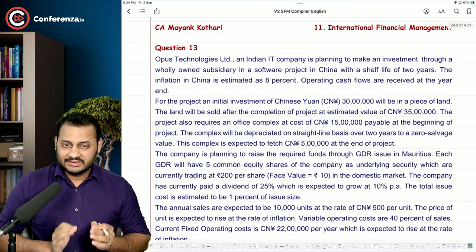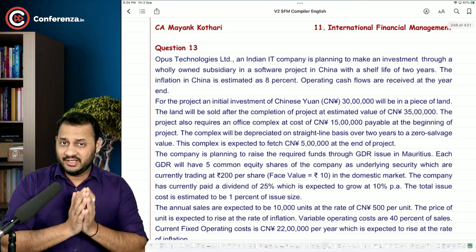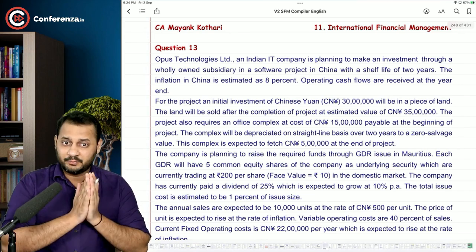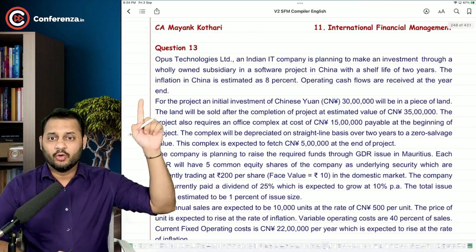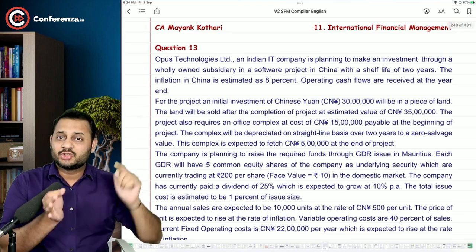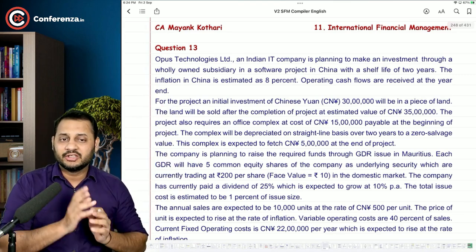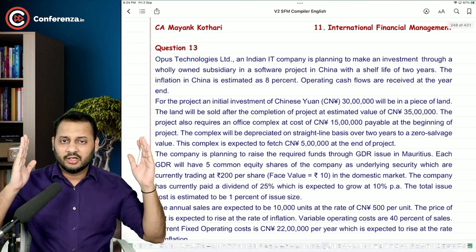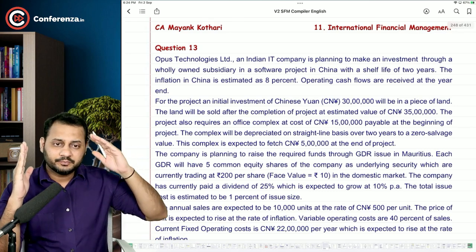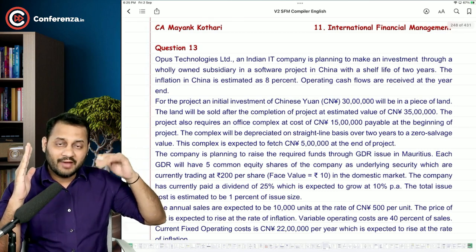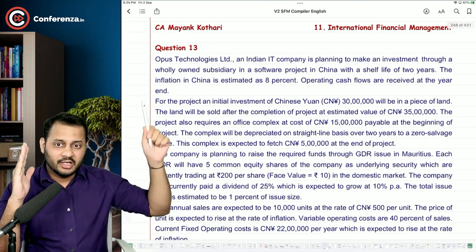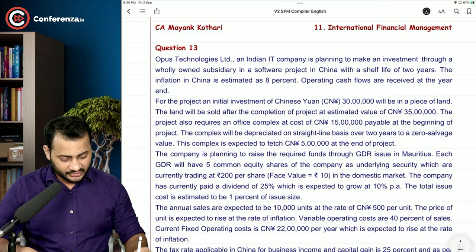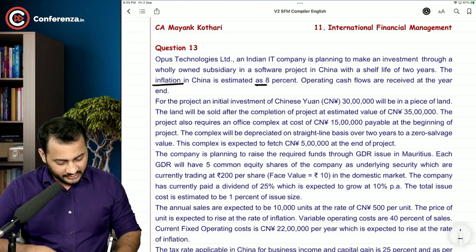Opus Technologies Limited, an Indian IT company, is planning to make an investment through a wholly owned subsidiary in a software project in China with a shelf life of 2 years. So have that visual memory of 2 years in your mind. The inflation in China is estimated at 8%. So this is the first thing, inflation 8%.